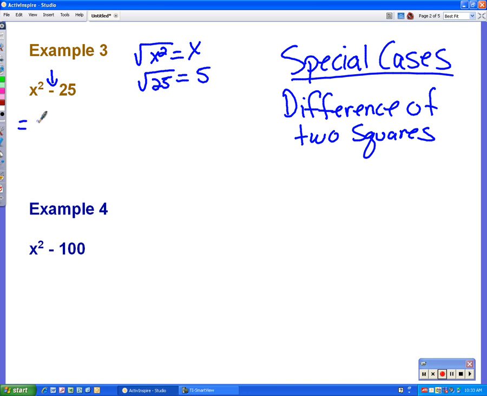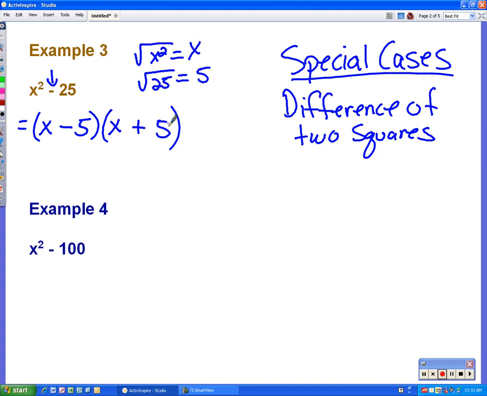So when we factor this one, we're going to create two binomials. One's going to have a minus, the other's going to have a plus. The square root of x squared is x, so we put an x in each one. And the square root of 25 is 5, so we put a 5 in each one. So x minus 5 times x plus 5.